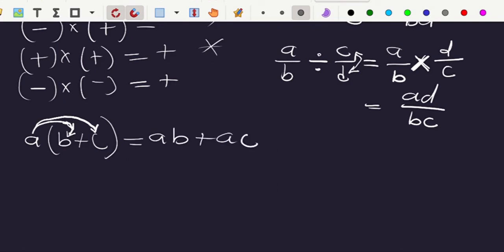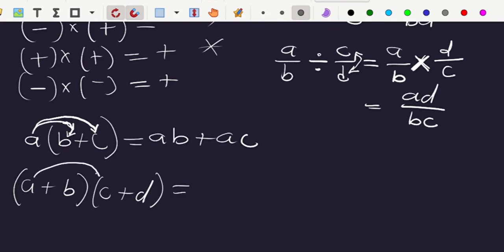Similar thing when you have two brackets: A plus B multiplied by C plus D. Let me show you. A first multiplies C, and then it goes again to multiply D, and then we go from A to B. B multiplies C first, and then multiplies D. That's what it means.